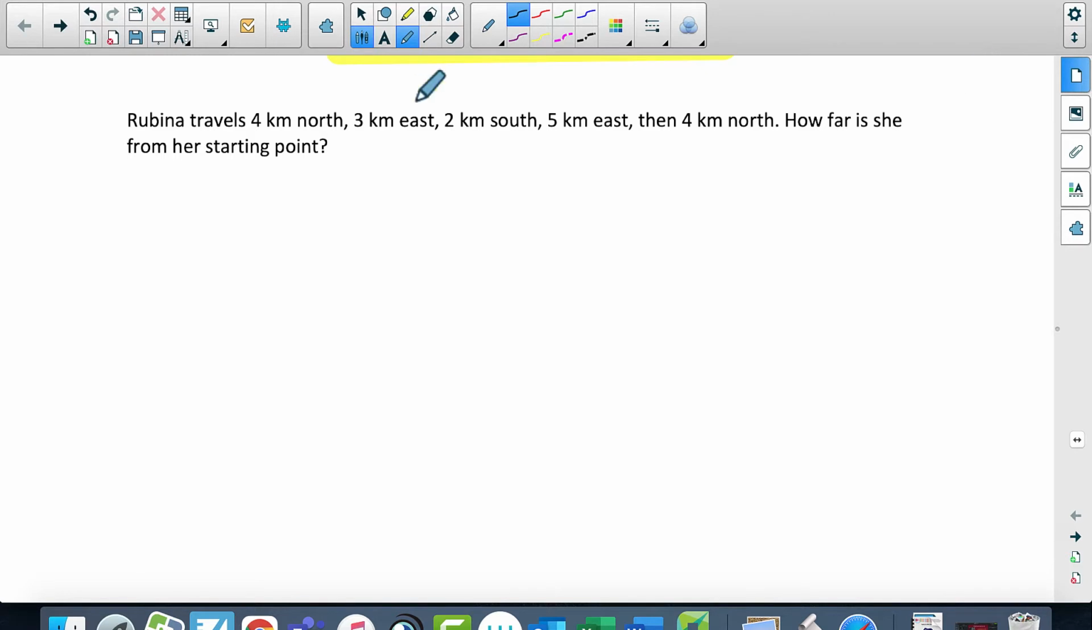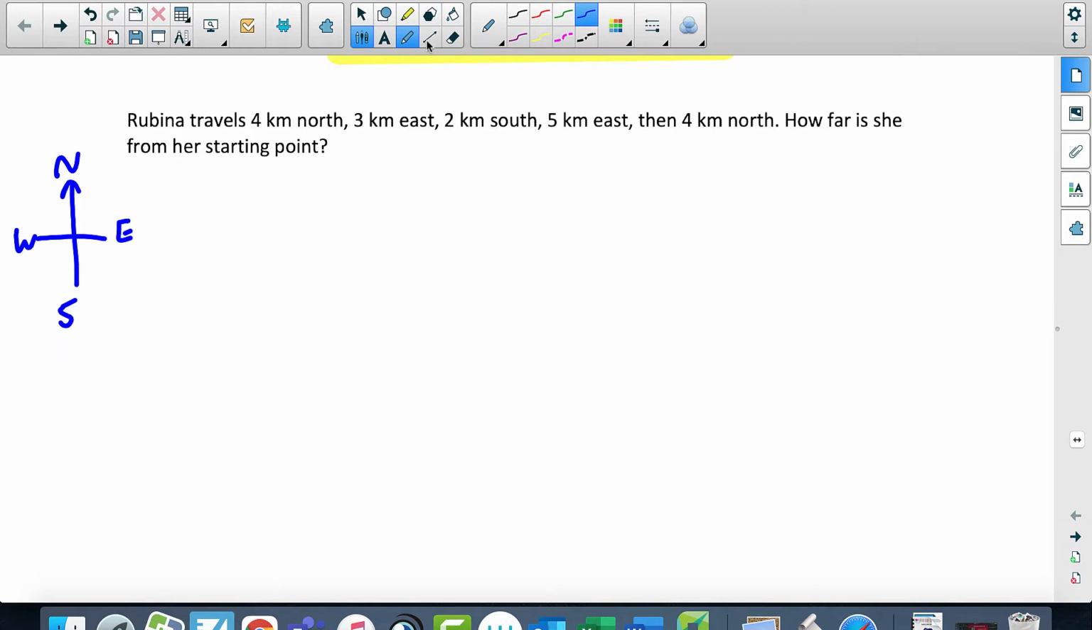The first one says: Rabina travels 4 kilometers north, 3 kilometers east, 2 kilometers south, 5 kilometers east, 4 kilometers north. How far is she from her starting point at this point? So hopefully you know that we've got north, east, south, west, right? Never eat soggy wieners, or whatever way you have of memorizing this.